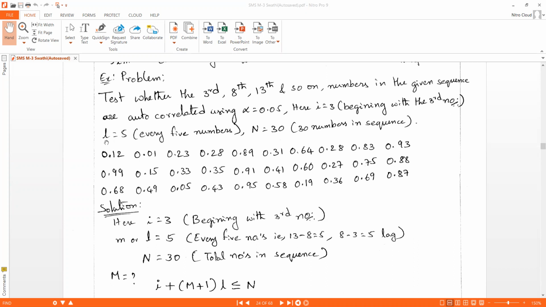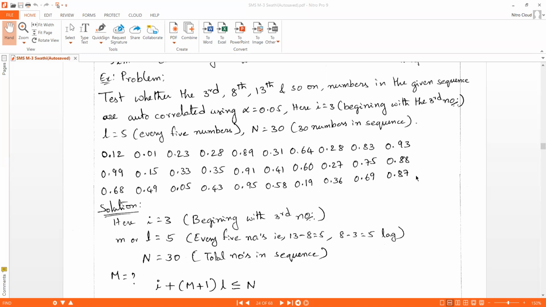And the L value also is given here, L equal to 5. That means every 5 numbers we need to check whether they are related or not. Next, the N value is also given in the problem, capital N is equal to 30. That means 30 numbers in the sequence. They have given the sequence of numbers, and we need to test for autocorrelation, that is, whether there is any relation between every 5 numbers.